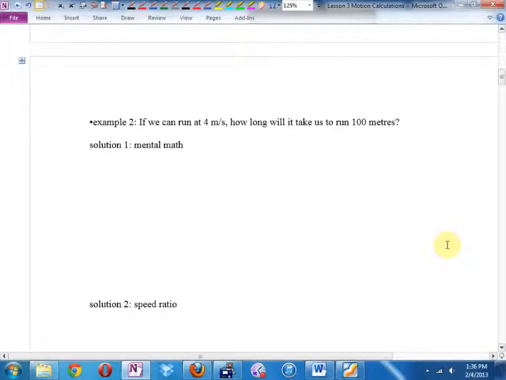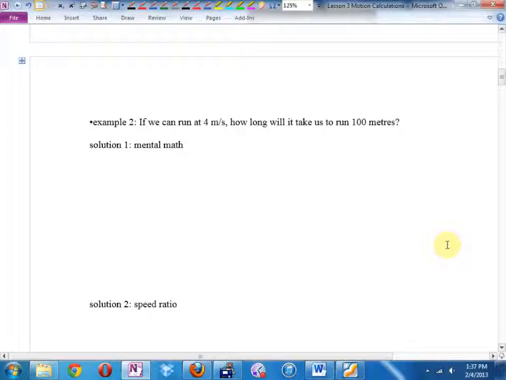We're going to start out doing stuff that we can probably maybe intuitively do in our head, but then we're going to see if we can get the same answer mathematically, and then we're going to go to stuff that we can't do in our heads, but we'll know the math works. So here's an example. If you can run at 4 meters per second, how long will it take you to run 100 meters?